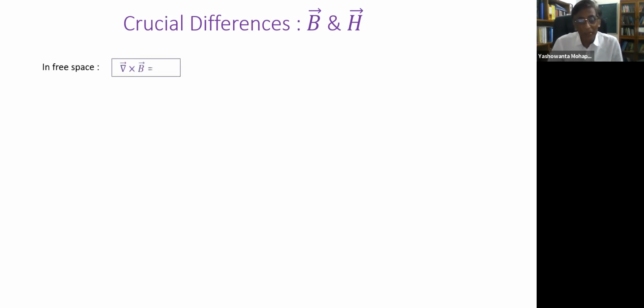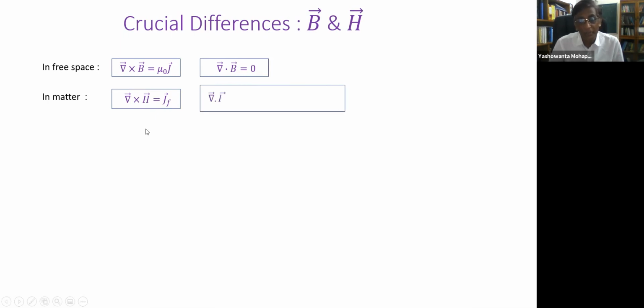In free space, we know now that del cross B is mu naught J, and divergence B is always 0. All right, but inside the material, del cross H is J_F. Of course, this is true anywhere, but is more convenient in the material. I should not say in matter, but more convenient because of magnetization. But then divergence of B is zero, but divergence of H is not zero. That's a very crucial difference. And that is why B and H cannot be on the same footing.